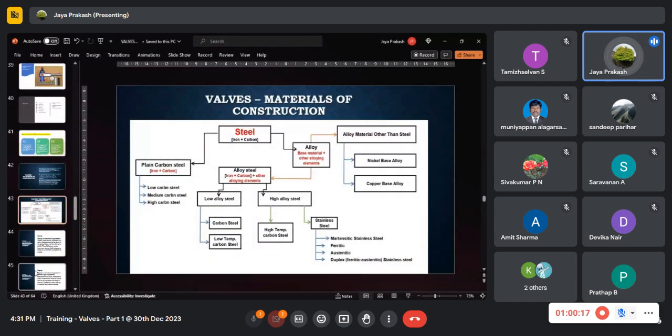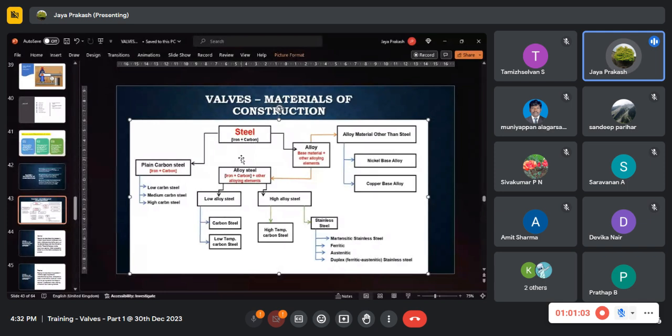So generally, what we have is steel. We have carbon steel, low temperature steel, high temperature steel, alloy steel, super alloy steel, non-ferrous material, and other materials like PVC. Actually, steel: people used to say iron.